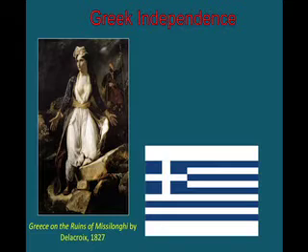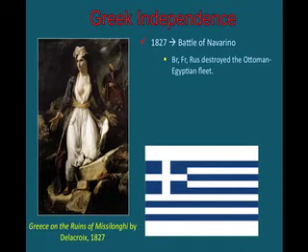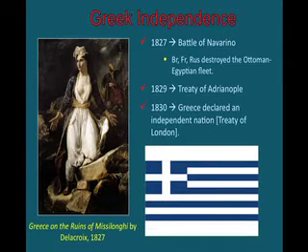Greek independence. In 1827, the Battle of Navarino is where British, French, and Russian troops joined with the nationalists and destroyed the Ottoman Egyptian fleet. So the Ottoman Empire is desperately trying to retain their territories. Greece was among them, and they were failing against the combined forces of Britain, France, Russia, and the nationalists. In 1829, the Treaty of Adrianople is written, and in 1830, Greece is declared an independent nation as a result of the Treaty of London.